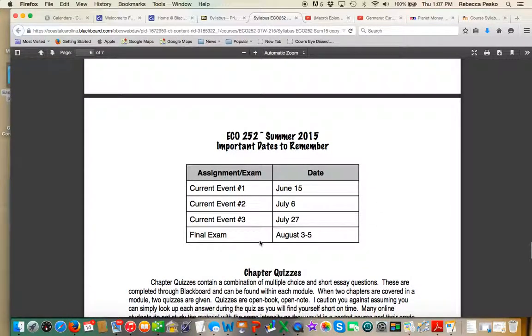Here are some important dates to remember. Remember I said there were 3 current event assignments due. They are due on these dates, which happen to coincide with modules that only have 1 chapter, to help ease your workload a little bit. And your final exam must be taken between August 3rd through 5th.